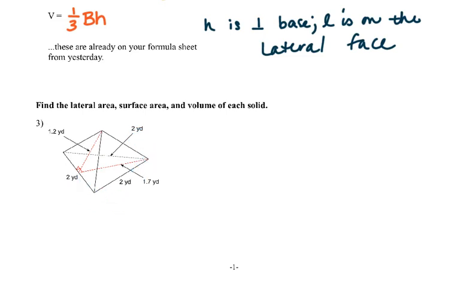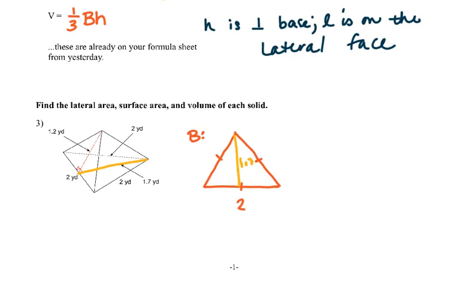I still think it's a really good idea to just be in the habit of drawing your base off to the side. Right, so this is an equilateral triangle where each side is 2 yards. And then it gives us right here, the altitude of the base is 1.7. So that we can find the area of the base relatively easily. And then it gives us the slant height.